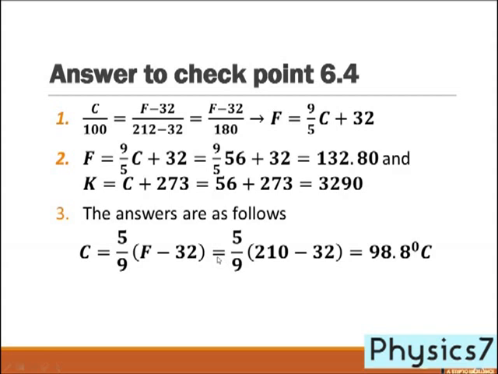And if we substitute the values in, we get that the temperature in degrees Celsius will be 5/9, open bracket, times 210 minus 32, where 210 is the temperature that we're given in degrees Fahrenheit. So that will give us a value for the temperature in degrees Celsius as being equal to 98.8 degrees Celsius.